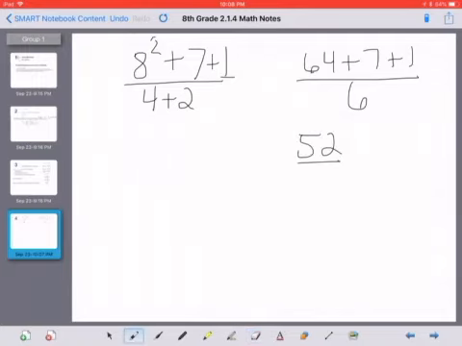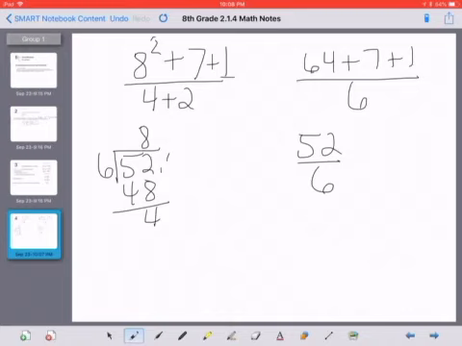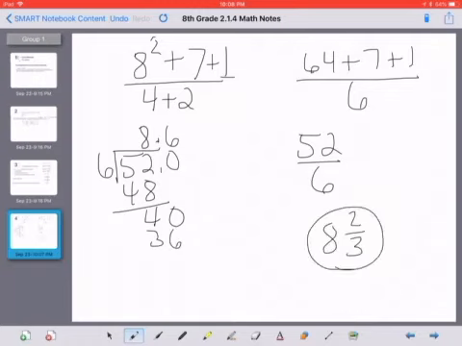72 divided by 6. I'm not sure this works out evenly. 72 divided by 6 does not work out evenly, because 54 would be 9. So I get 8, which is 48. So I'm going to get 4. 6 goes into 40. 48, 42, let's see, 6 times, get 36. So it's actually 8 2/3. But that's okay. You guys get the idea. So that we can do one thing at a time each time we do it.